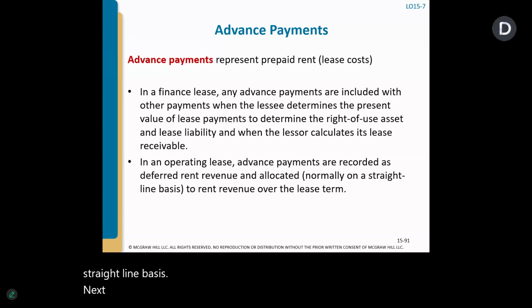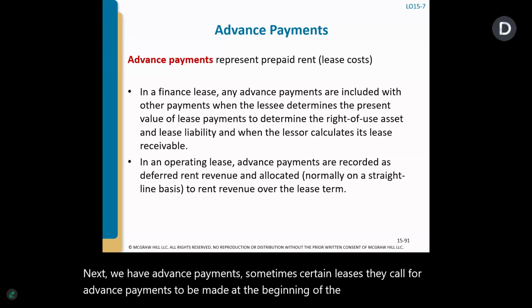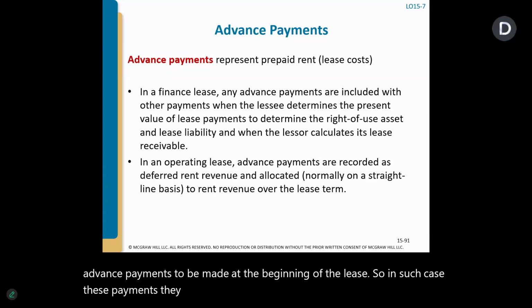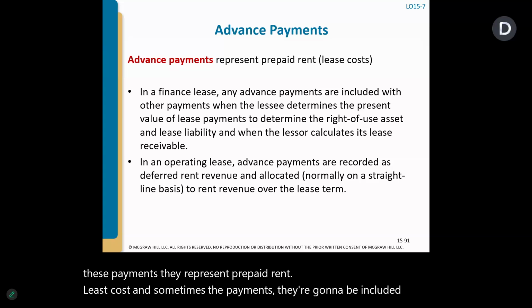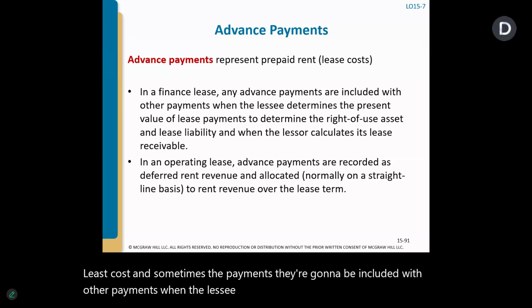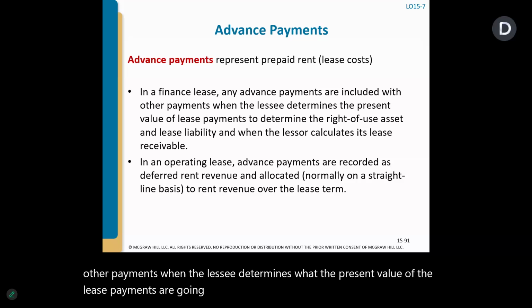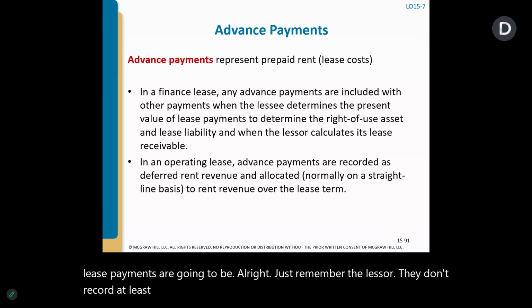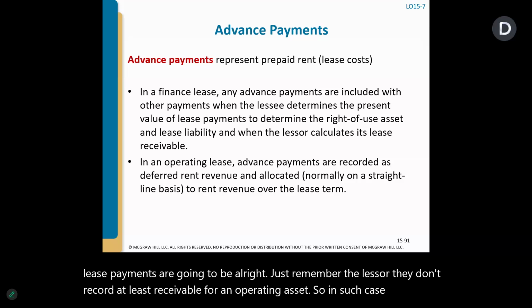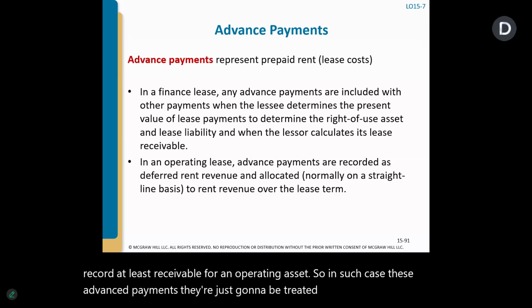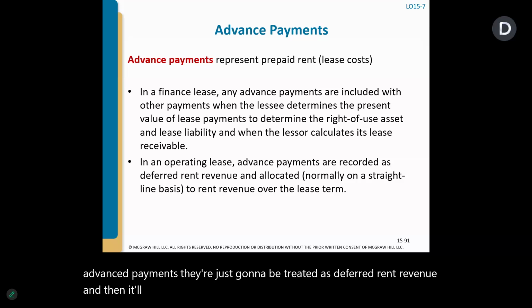Next, we have advance payments. Sometimes certain leases call for advance payments to be made at the beginning of the lease. In such case, these payments represent prepaid rent, lease costs, and sometimes the payments are going to be included with other payments when the lessee determines what the present value of the lease payments is going to be. All right, just remember the lessor doesn't record a lease receivable for an operating asset. So in such case, these advance payments are just going to be treated as deferred rent revenue, and then it'll be allocated normally.